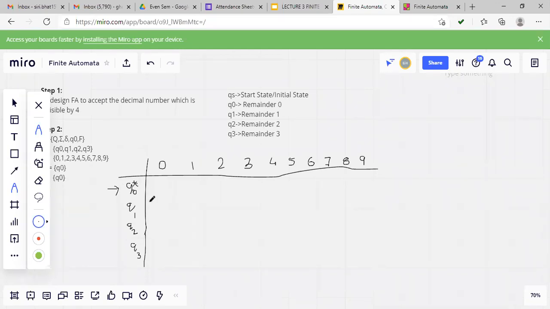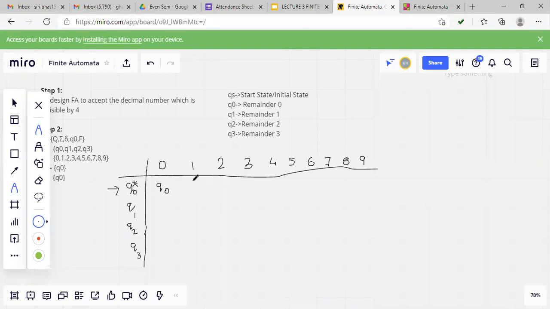Now, Q0 on 0. Quickly, students, give me the answer. You should be ready with the answer and put it in the chat box, or you can even unmute yourself and give the answer. Q0 on 0, so it is 0, 0. When divided by 4, the remainder is 0. So it is Q0. Very good.